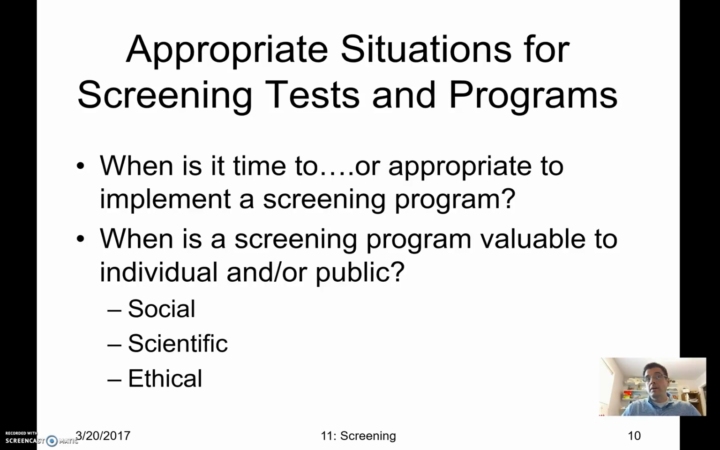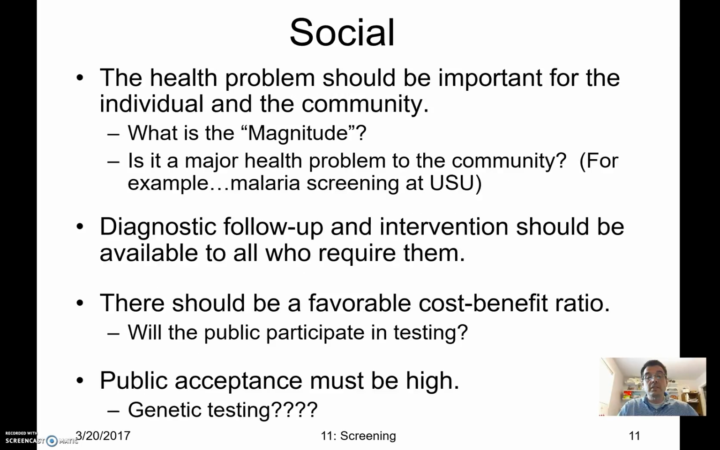So even though I talk about mass screening examinations, there has to be a benefit at the individual level and/or at the public or community level. And that's where we take into consideration the social, scientific, and ethical considerations. For example, within the social consideration, the health problem should be important for the individual and the community, as in what is the magnitude, or the number of cases, that we're actually talking about.